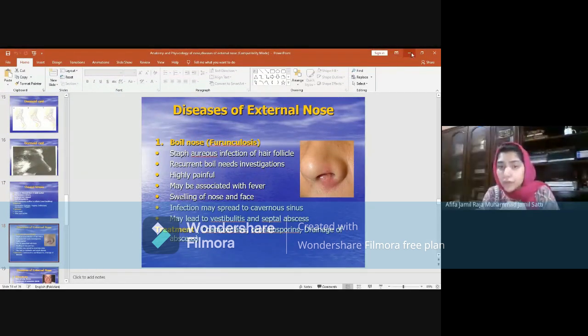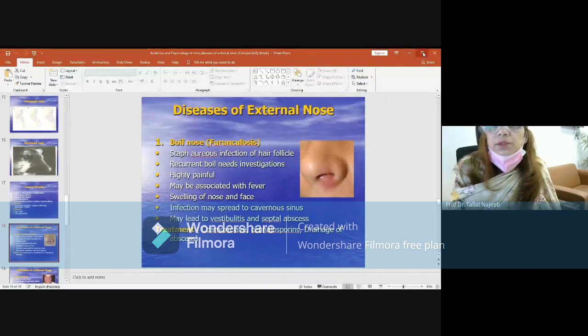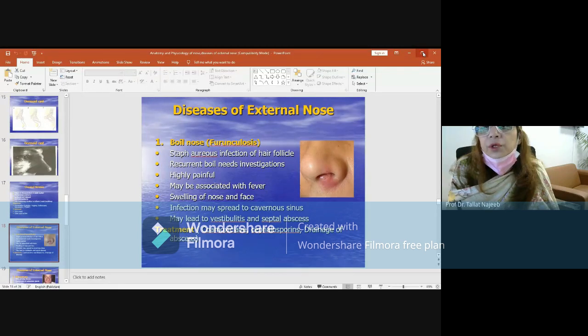Inflammation of hair follicle. It is Staph aureus infection of hair follicle. Okay, infection of hair follicle caused by Staph aureus bacteria. So if it is recurrent, patient may have diabetes. So you will have to investigate diabetes in those patients who are presenting with recurrent boil.